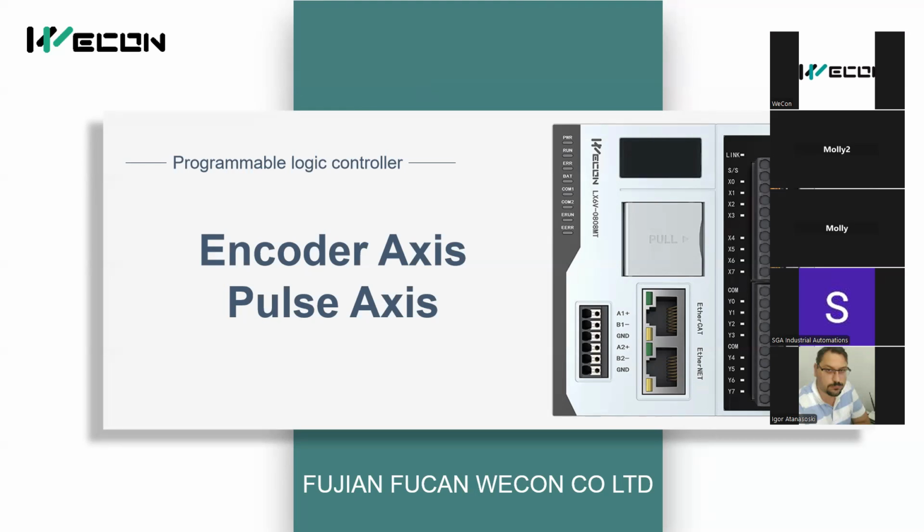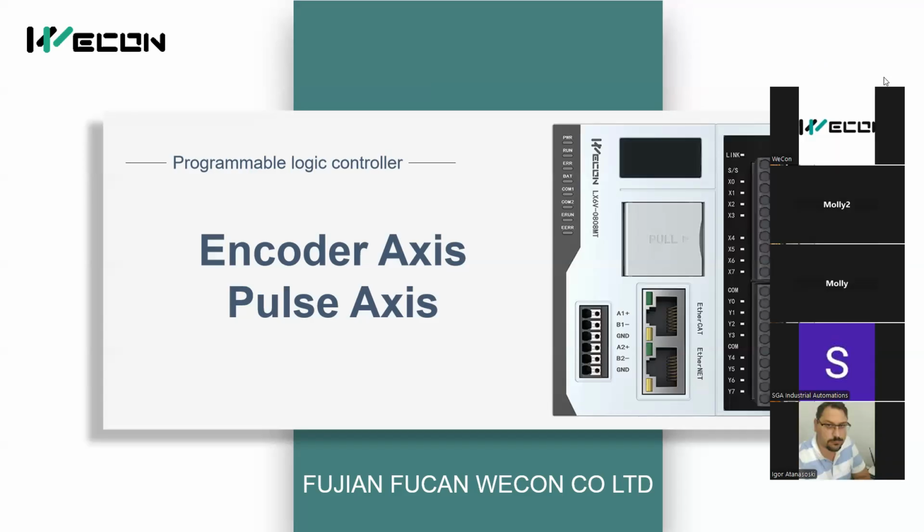Today I will introduce the encoder axis configuration and post axis configuration. Our 6V is a CAD PLC, but it also supports high-speed input and high-speed output.